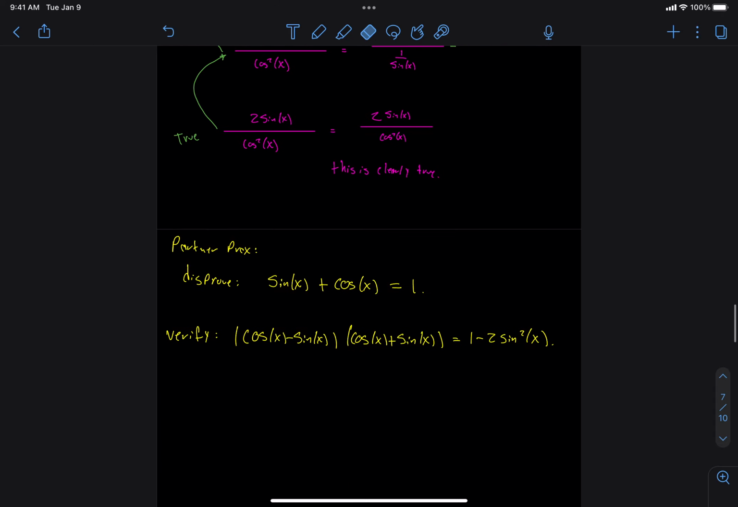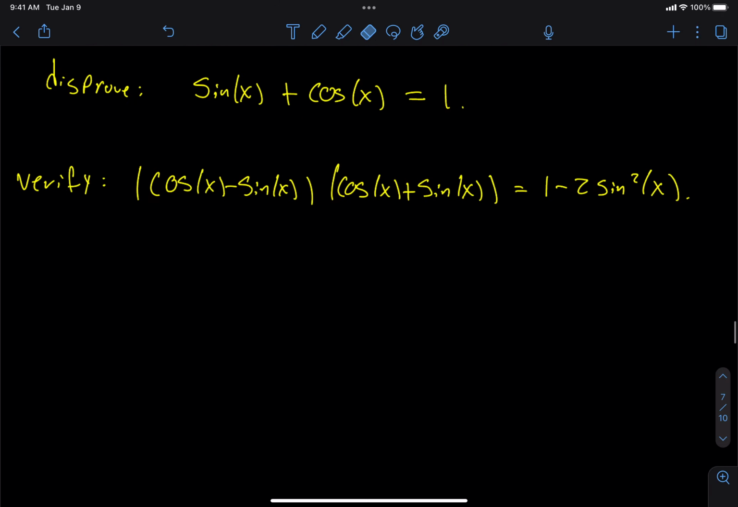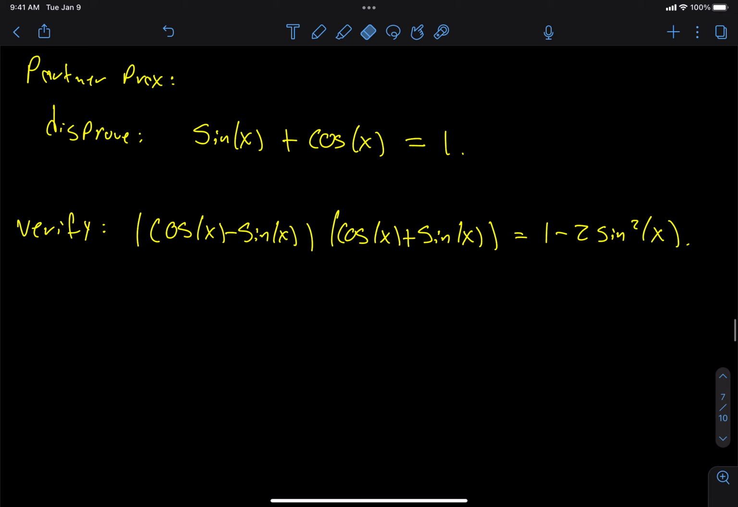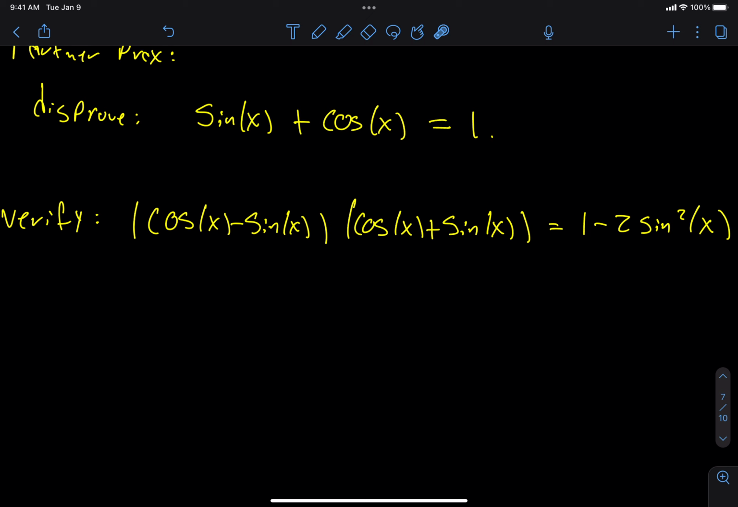Okay, so with that, let's do a partner practice. We're going to work on two problems with a partner, okay? The first one is a disprove. So we have to disprove the fact that sine plus cosine is always one. And then I'd also like you to verify this identity shown here. Can everyone read those? My handwriting's not great. Try to make it as big as possible.